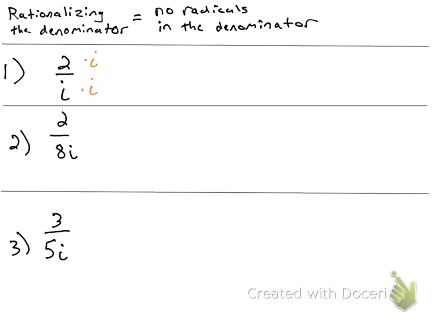If I do it to the denominator, I must do it to the numerator as well. And so that'll give me 2i over i squared, which gives me 2i over negative 1, okay? And the way you would write that is as negative 2i, since it's over a negative.